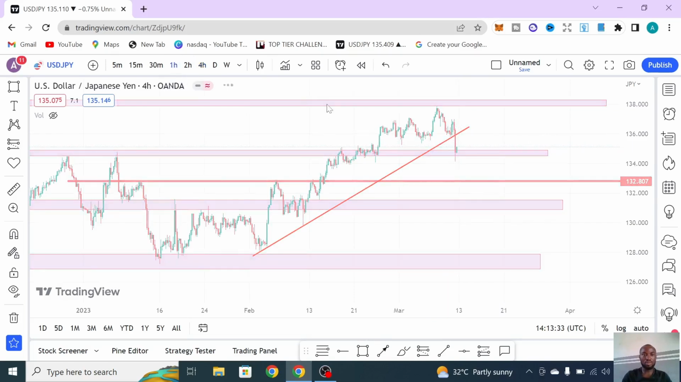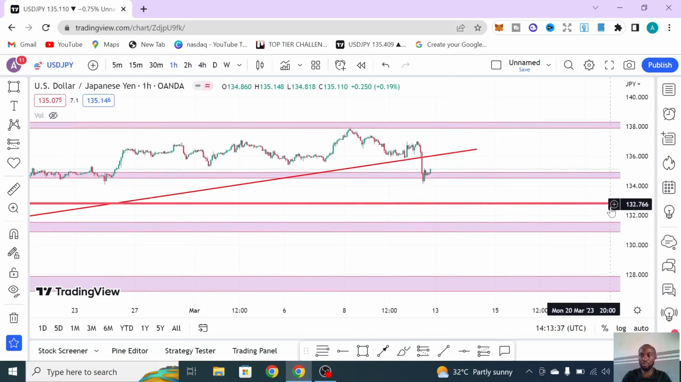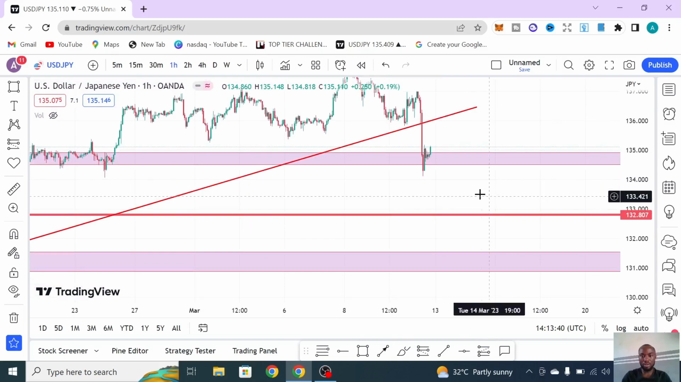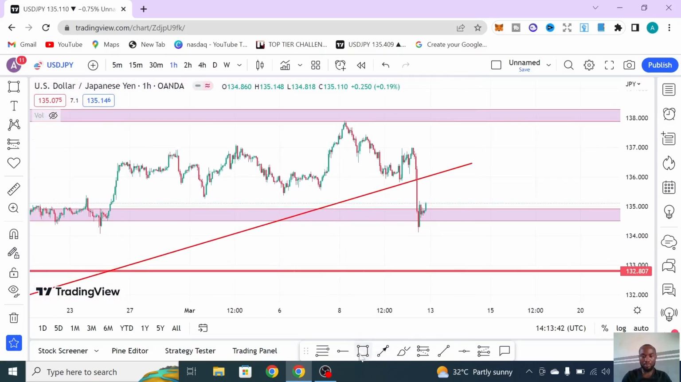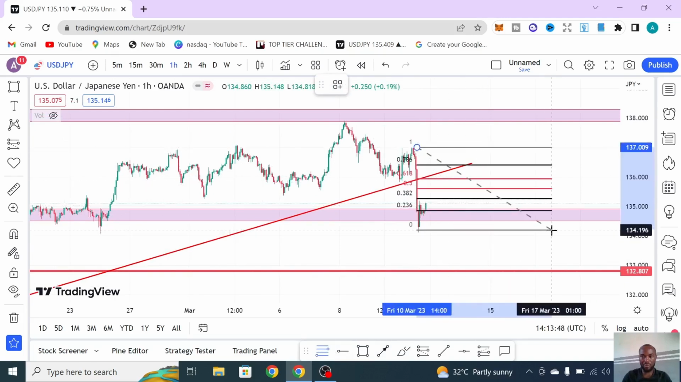Let's go to, let's say, 1 hour time frame. If you come to 1 hour time frame, what do you do? Because you have already established these zones, then you can pull your Fibonacci, connect it from here, then down to this zone. Okay, have you seen it?